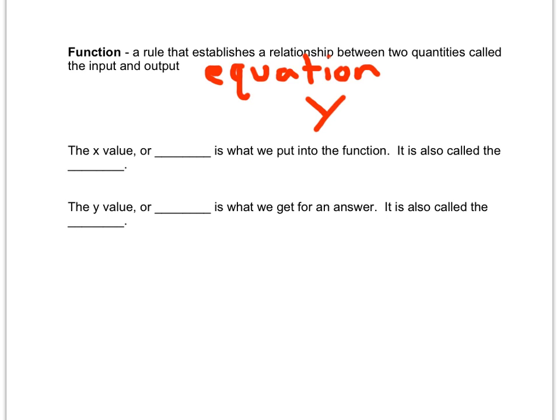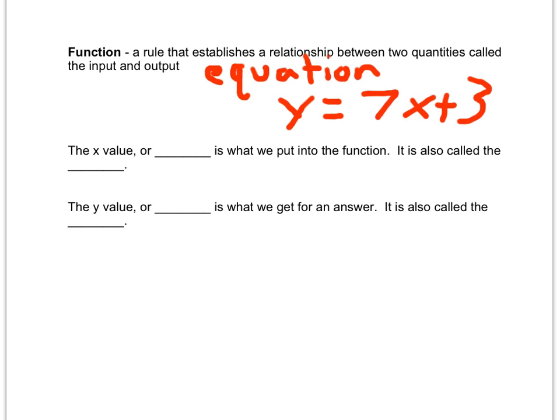So y equals, let me erase that. I don't know why my iPad likes to do that sometimes where it drags. Okay, so y equals 7x + 3. That's an example of a function. So we've got a y value, an equal sign, and then an x value with some numbers and some operations.